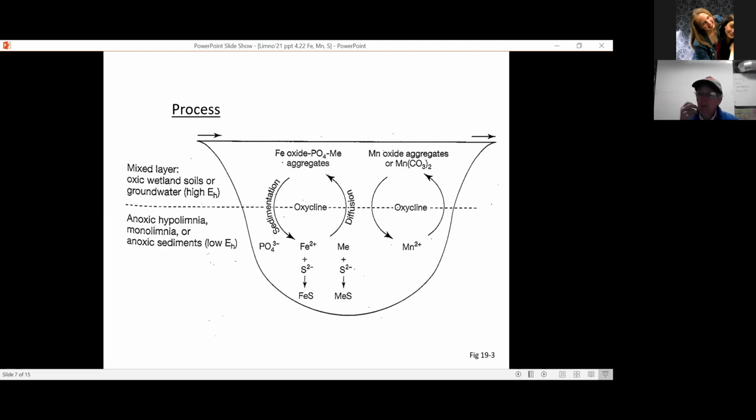Now, what I've just described is actually basically true for more than just iron. This is the same thing that happens to manganese. Manganese in its oxidized form forms minerals and precipitates out. In a reducing environment, it shifts to its reduced form and may bind to sulfur or simply stay in solution. Manganese and iron both form minerals with carbonate, iron carbonates, manganese carbonates, and other things.